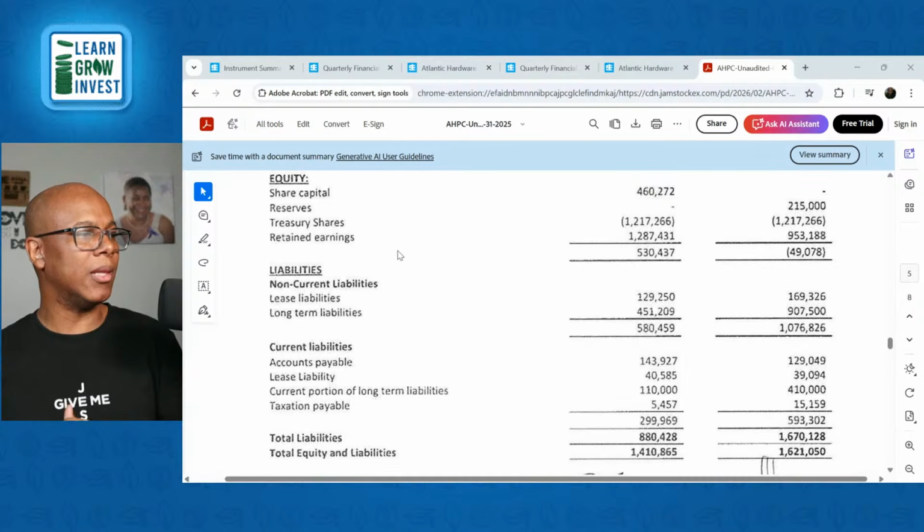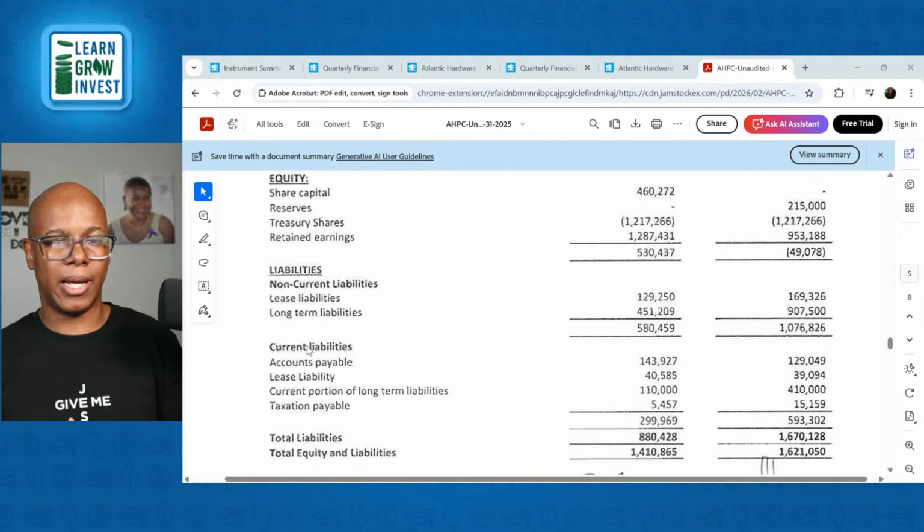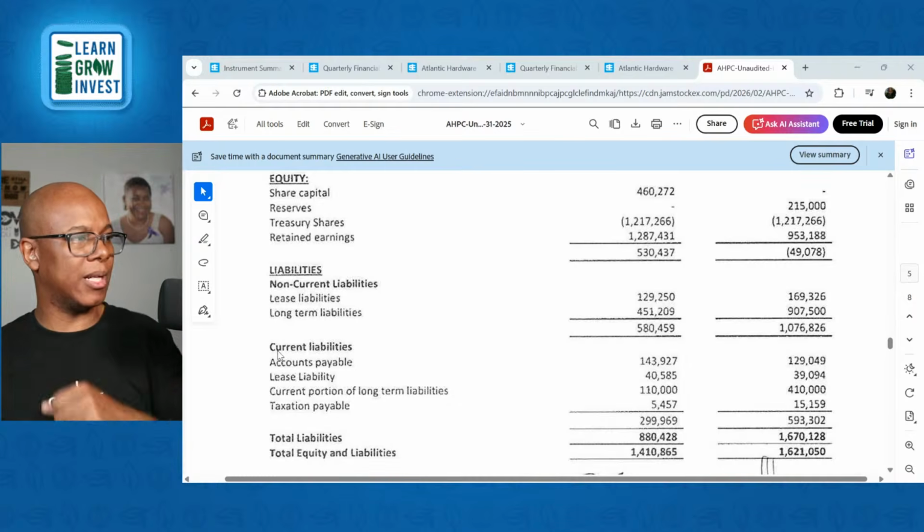Then we have our liabilities. So this is split similar to the assets in terms of you have non-current and then you have current, right? So think of non-current liabilities as these liabilities that the company will owe past a year, and then think of the current liabilities as liabilities that the company is expected to honor within the next 12 months. All right. So let's start with the non-current here.